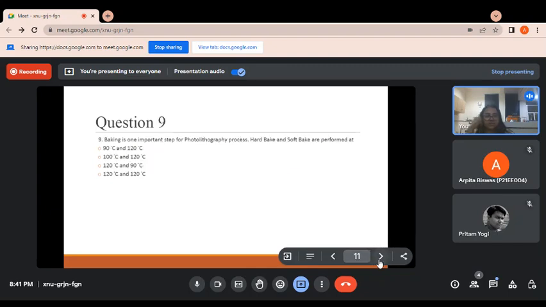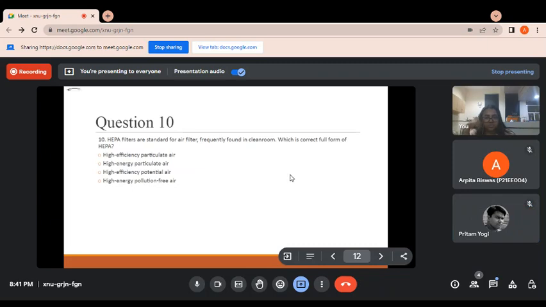And this is a very simple question, the temperature of hard bake and soft bake process. So what is the right answer? Hard bake and soft bake, option C. Yes, option C. And this is the HEPA filter, which stands for the air filter frequently found in a clean room. What is the correct full form of the HEPA filter? Option, high efficiency particulate air, yes.